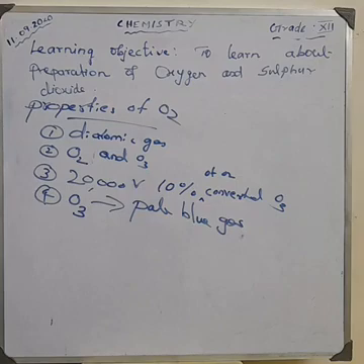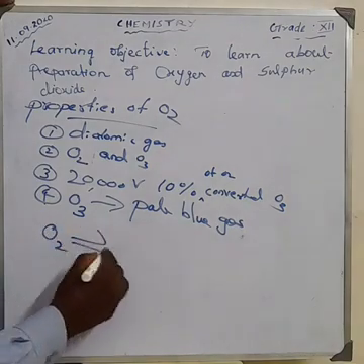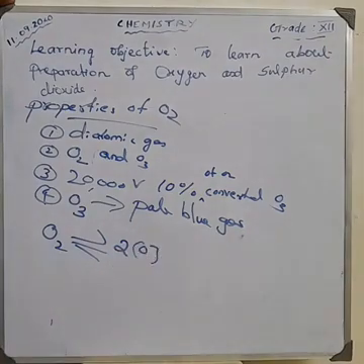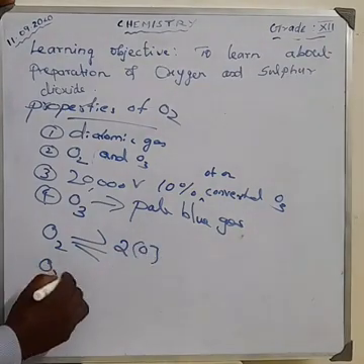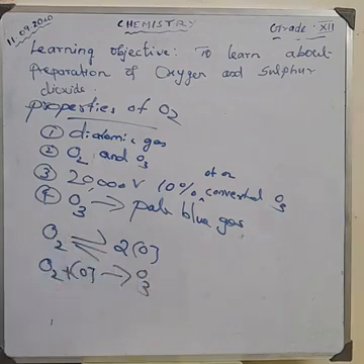Next, how oxygen is converted into atomic oxygen. That is, O2 is converted into atomic oxygen, that is 2O. Okay? Next, O2 plus one nascent oxygen forms O3. These are the equations.